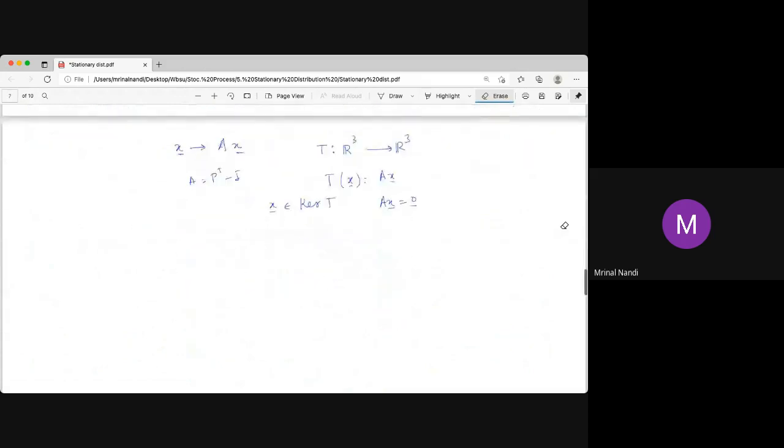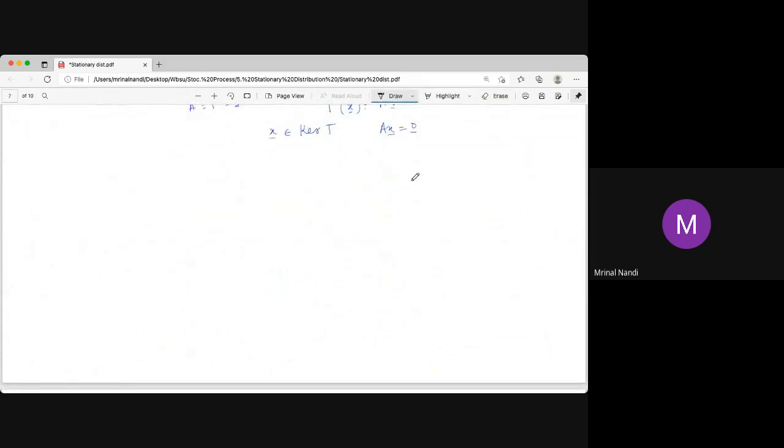Now, what is the basic idea behind the stationary distributions? Say, consider this example. What is the probability? From 0 to 1, it is probability 1/4. From 0 to 2, it is 1/3. From 1 to 2, it is 1/4. From 0 to 0, it is 1/3.